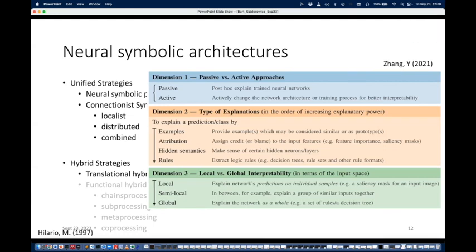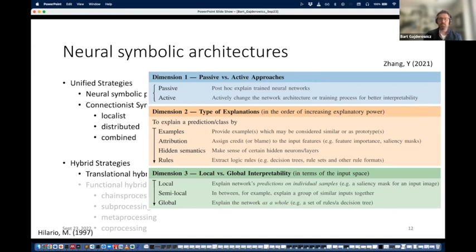Zhang and his colleagues have a really good survey paper about these different hybrid models that I would encourage you to check out. And they actually have a really nice categorization for these different systems.